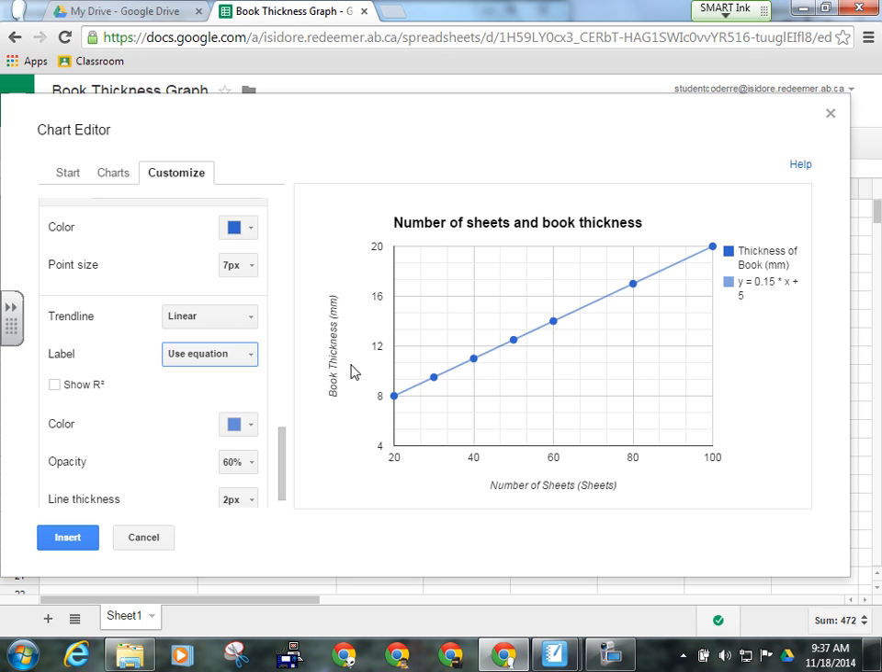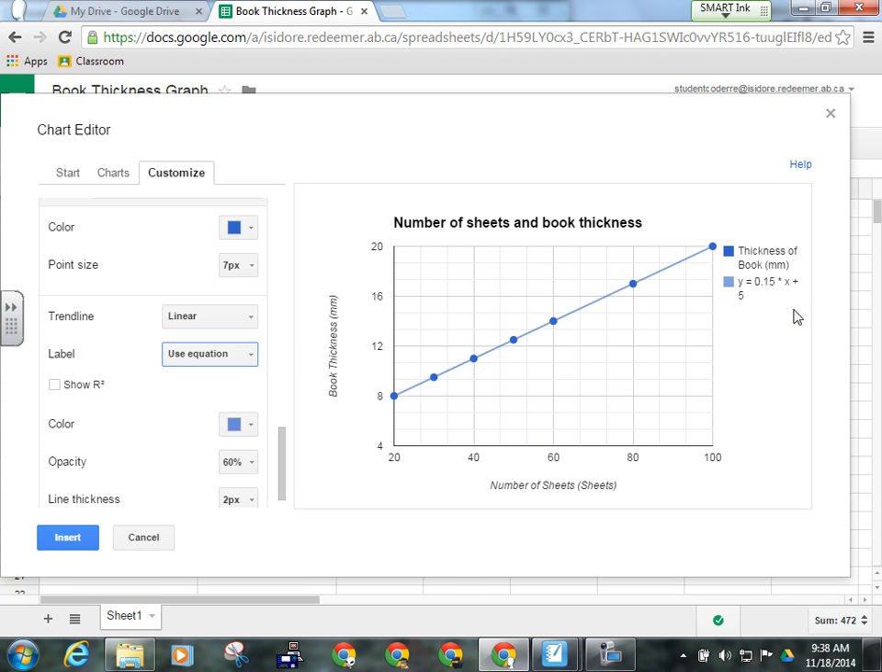Okay, I just divided millimeters by sheets. So is this the number of millimeters for one sheet? Yeah. Okay, it just told me millimeters per sheet. That's the thickness in millimeters of one sheet in that book. All right, and obviously the y-intercept here is 5 for us. Everyone with me on that one?